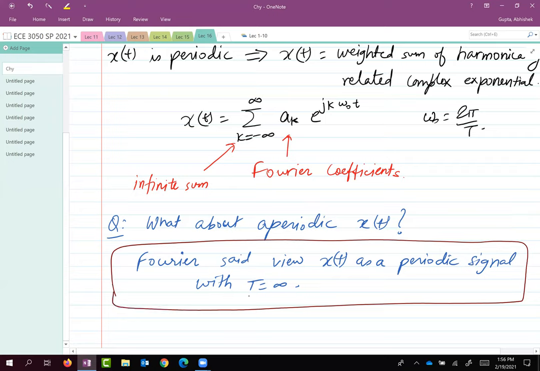So what happens when T goes to infinity? I see that my omega naught will go to zero. My k omega naught will still remain, it'll still go from minus infinity to plus infinity. So if my T is very, very large, the k omega naught will be going from minus infinity to plus infinity. So it seems to me that this idea could make sense. Okay, so let's see how. Any questions so far?